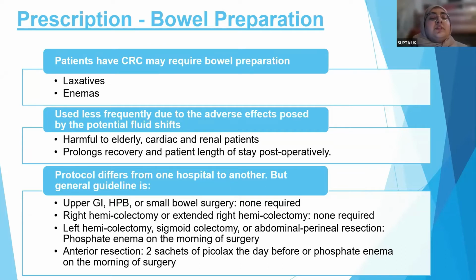And then obviously when prescribing anything, you need to think of contraindications and which demographics should be given them or not. So it's less frequently used for the elderly, cardiac and renal patients, just because it can be harmful and there are a number of contraindications and adverse risks to them. And it can prolong recovery and patient length of stay because it often dehydrates a patient.